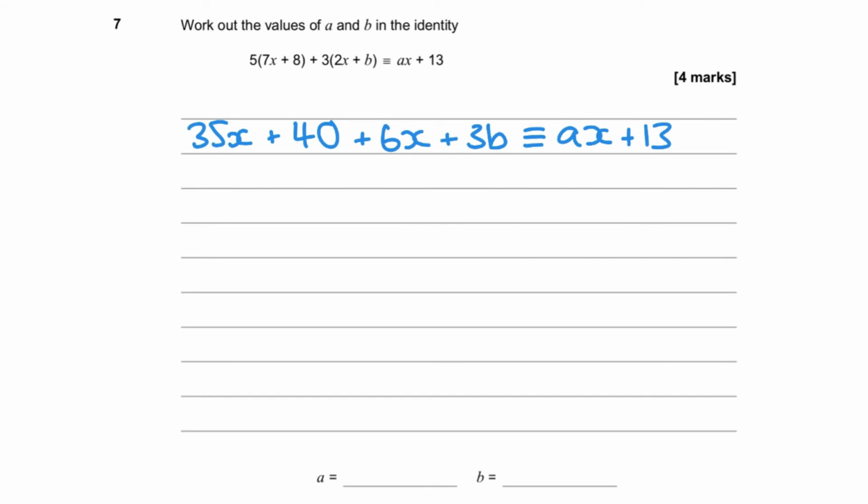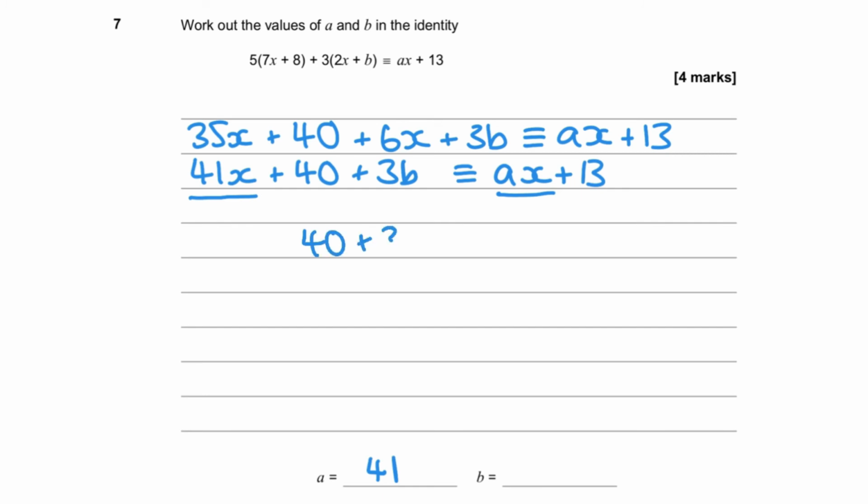So if we gather up our like terms to start with, we've got 41x plus 40 plus 3b is always equal to ax plus 13. So we can see from the two sides of the equation that our 41x on one side and our ax on the other side are the only components that involve x. So a must be equal to 41. So we can put that in at the bottom already. So the rest of the equation leaves us with 40 plus 3b is always equal to 13.